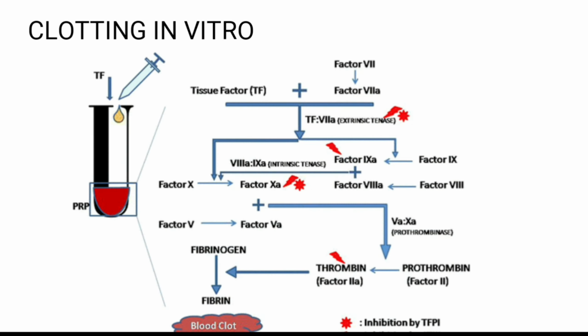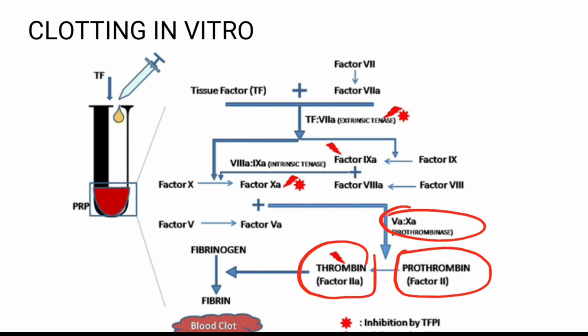This is a chart depicting the clotting process in vitro. You can pause the video and go through this. I'm not going into details, but the main thing is that prothrombin is activated by prothrombinase and converted to thrombin, which is the active form, factor 2A. This thrombin helps the conversion of fibrinogen to fibrin, which forms the blood clot.